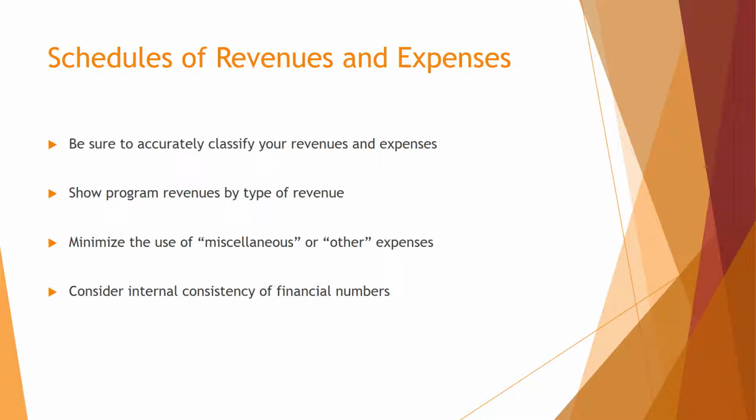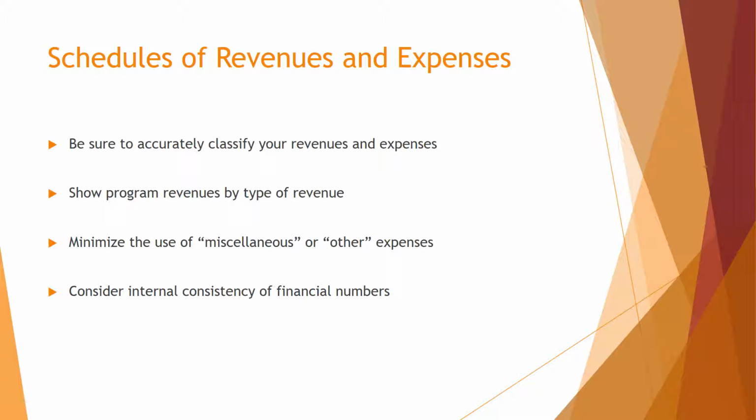Another thing you want to minimize is the use of miscellaneous or other expenses. There certainly are places where those are appropriate and it doesn't make sense to sort of break out $40, but you want to make sure that you don't have 5 to 10% of your revenues or expenses just listed as miscellaneous, because then, a donor wonders, is all of my donation going to become miscellaneous? Is that really how I want my money used?